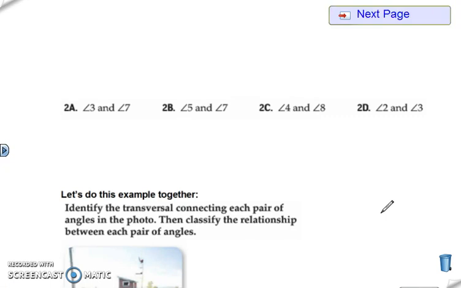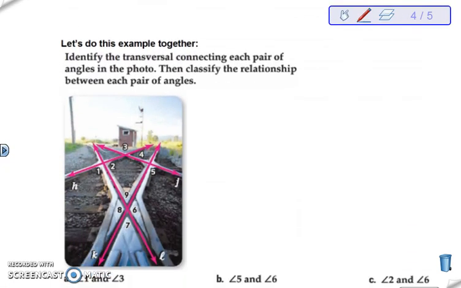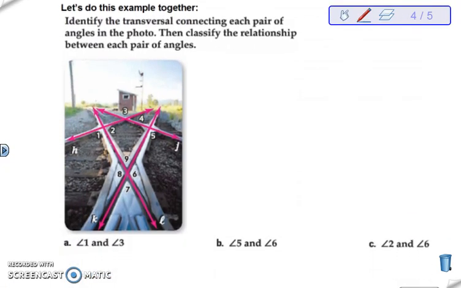All right, so here's some more examples for you to try. We've got one more to work, which is basically practicing finding the transversal. So what we're going to do is look at the angles they gave us and figure out which line hits both of those angles. So for angles 1 and 3, here's 1, here's 3, I need the line that connects the two angles. So it's going to be H.